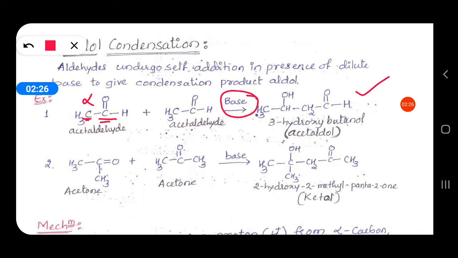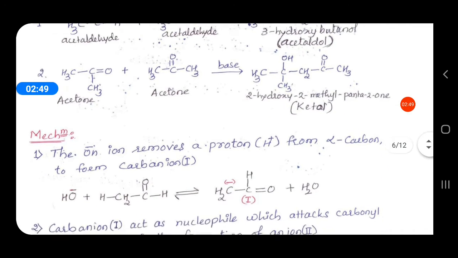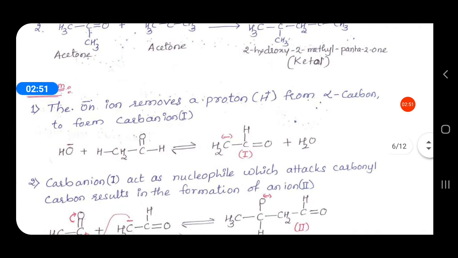If a ketone, that is acetone, is taken, two molecules of acetone undergo self-addition in presence of base and give ketol, 4-hydroxy-4-methylpentan-2-one. Let us see the mechanism of this reaction, how this self-addition takes place.